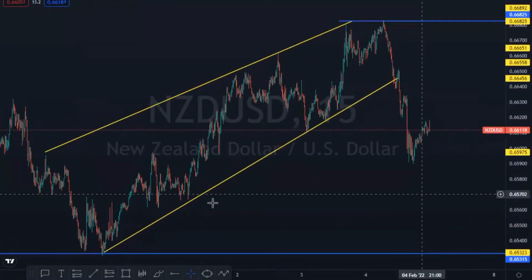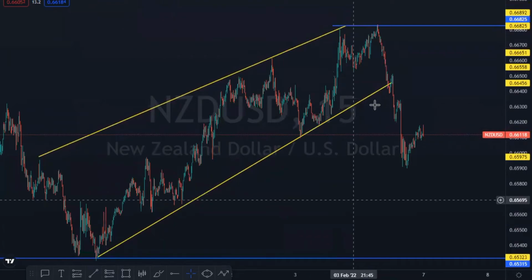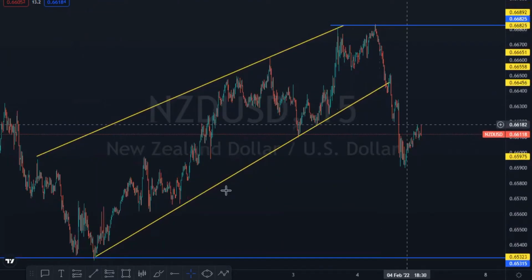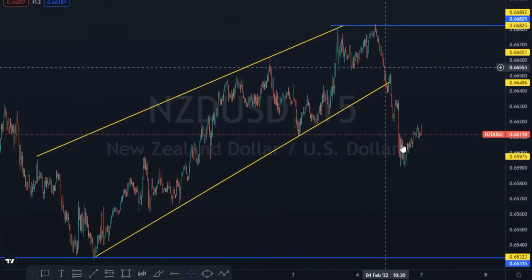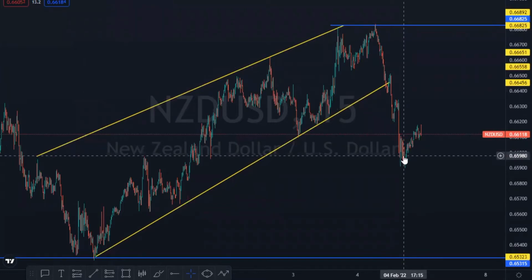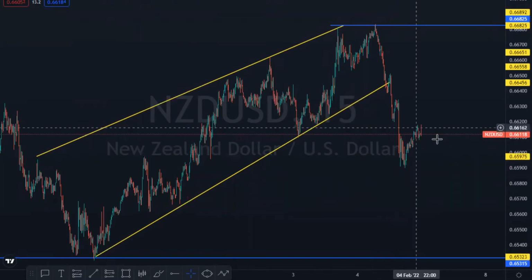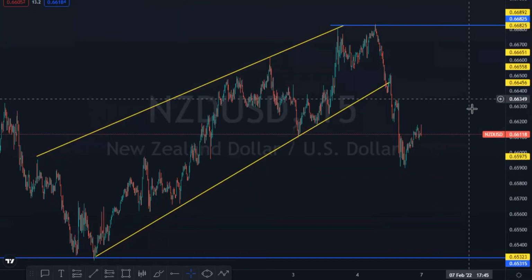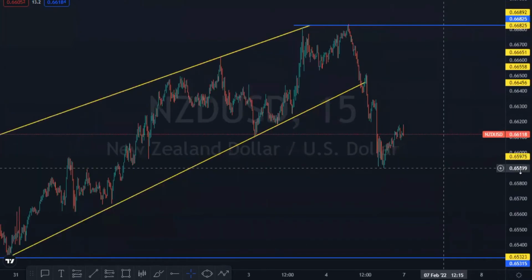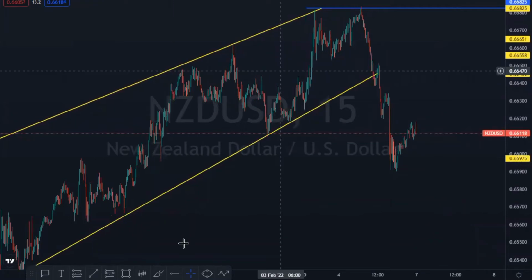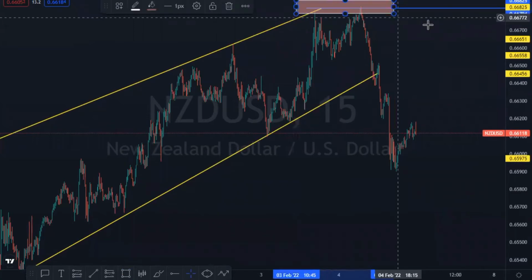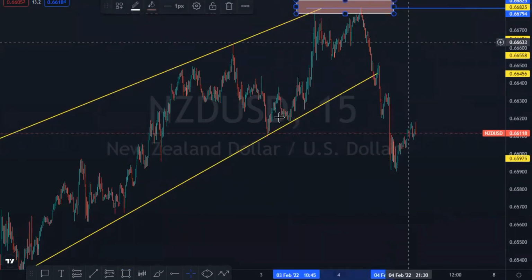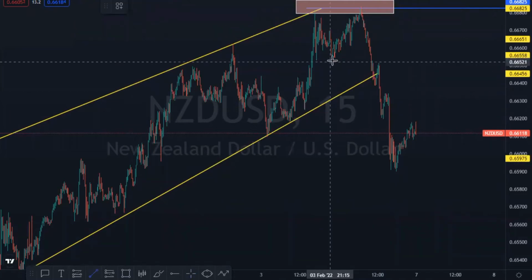Okay, so coming down to the 15 minutes, as you can see, we had a break out of structure, right? We had a break out of the rising wedge. Because we broke out of the rising wedge, this gave us an impulse to the downside. So what we could wait for right now is a correction to confirm that it's a continuation to the downside, right? Not only did we have a rising wedge, we also had a double top. So this also confirmed a double top for us.